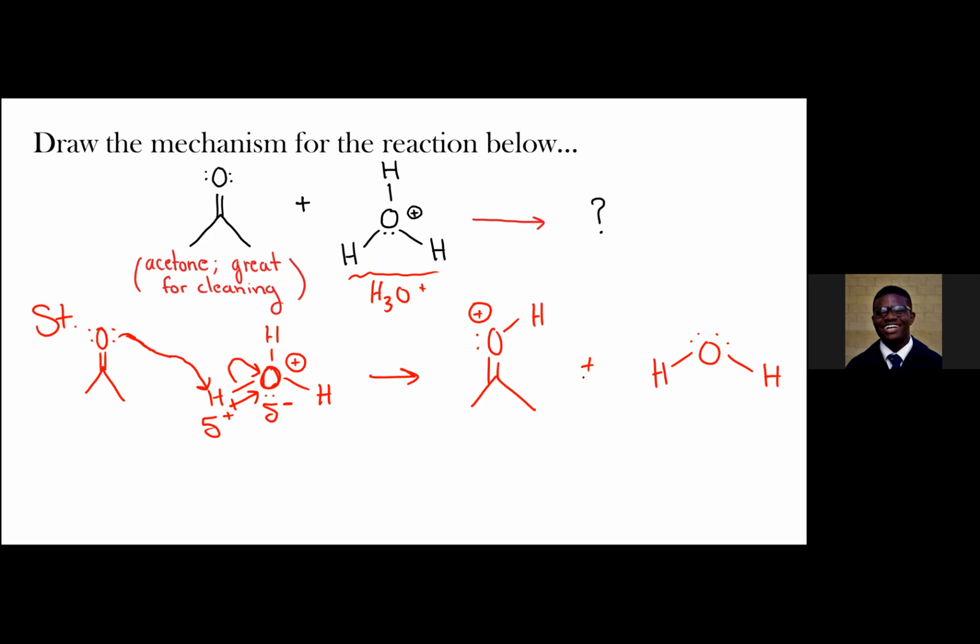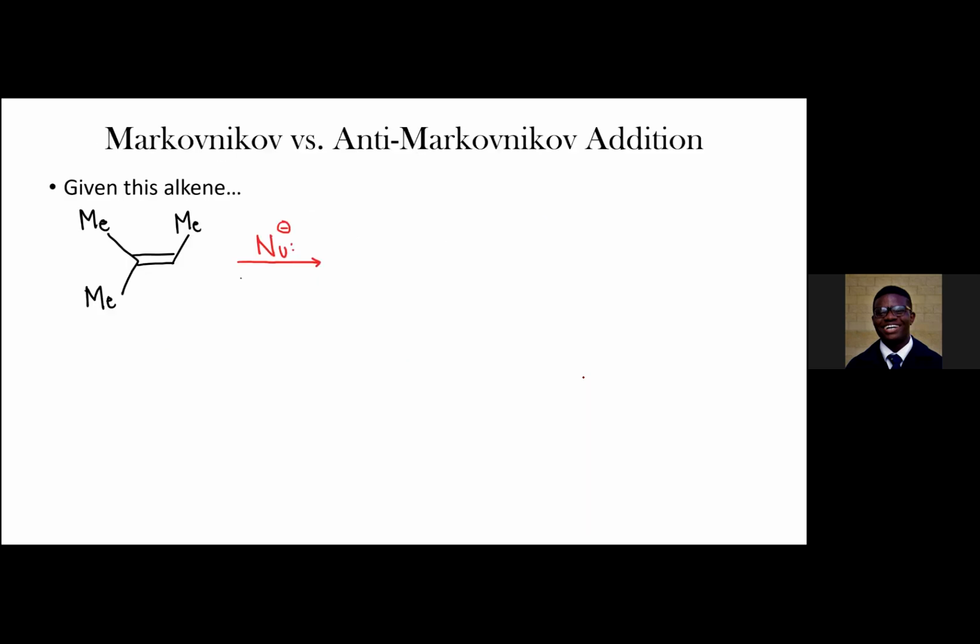Okay, so that was our review of nucleophiles and electrophiles. Now let's think about Markovnikov versus anti-Markovnikov addition. Can someone tell me what the difference between the two is? Anyone? What can you tell me about substitution patterns and regiochemistry when we think about those two?